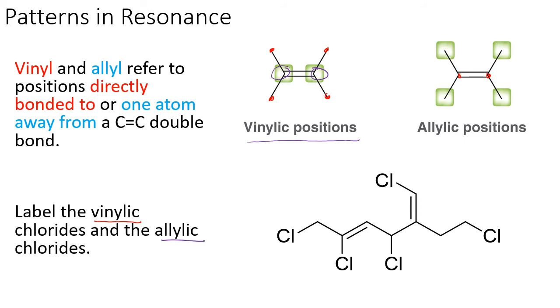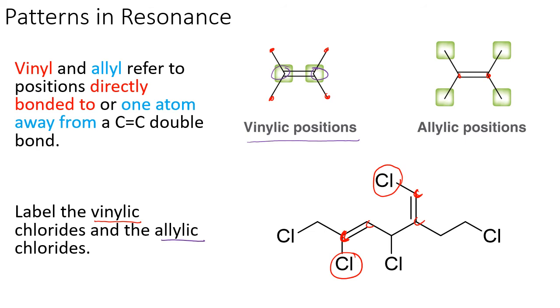So let's start with the vinylic ones. We have a carbon-carbon double bond right here. And notice that this chloro group is coming right off of that carbon-carbon double bond. It's coming right off of this top carbon. So that would be considered a vinylic carbon. Here we have a carbon-carbon double bond right here. This chloro group is coming right off of this lower carbon on the left. That's another vinylic carbon.